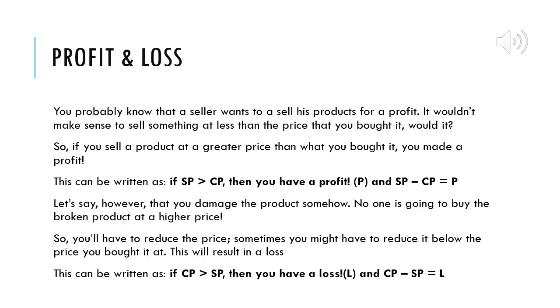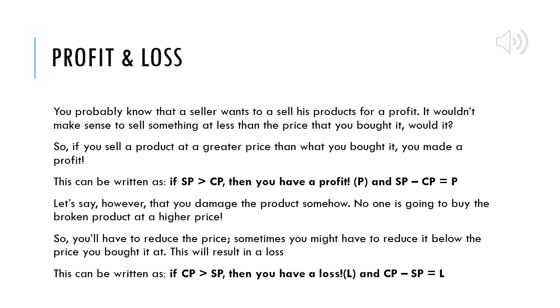You probably know that a seller wants to sell his products for a profit. It wouldn't make sense to sell something at less than the price you bought it, now would it? So, if you sell a product at a greater price than what you bought it, you made a profit. This can be denoted as selling price greater than cost price is equal to profit. So to calculate profit, the following formula is selling price minus cost price is equal to profit.